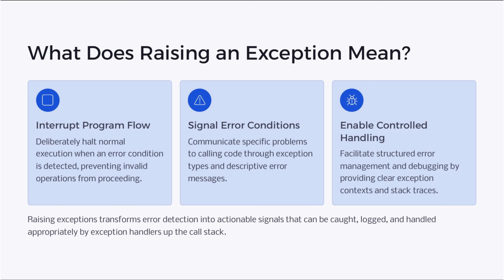Raising an exception interrupts program flow, halting execution when errors are detected. It signals specific problems to the calling code using exception types and descriptive messages. This enables controlled handling, facilitating structured error management and debugging with clear context and stack traces, transforming error detection into actionable signals for effective handling.